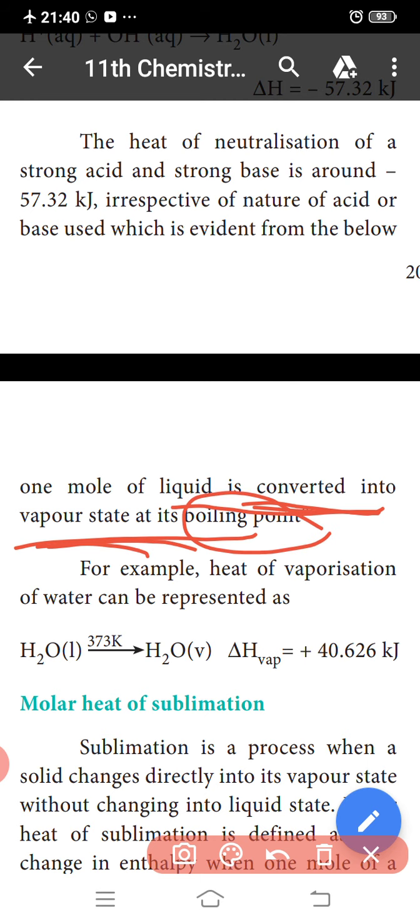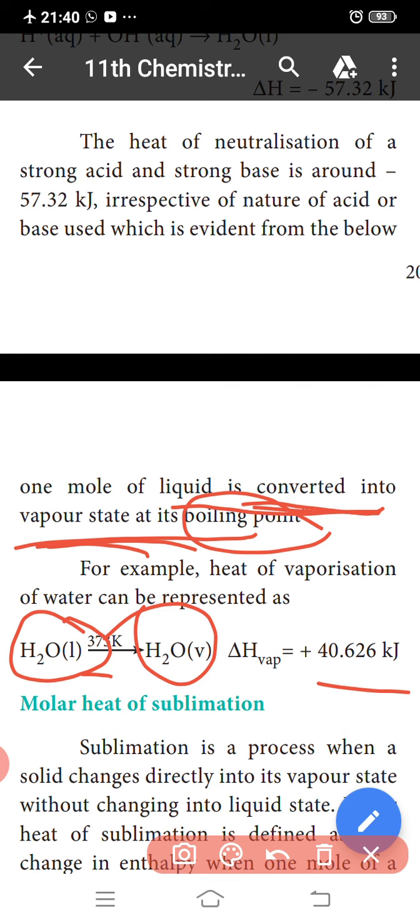The 1 mole of liquid is converted into the vapor state at the boiling point. Above 100 degrees Celsius, the heat produces evaporation of the water. So for example, the liquid state is converted by evaporation. 100 degrees Celsius is 373 Kelvin. The ΔH vaporization is plus 40.626 kilojoules. This is the molar heat of vaporization of liquid H2O.